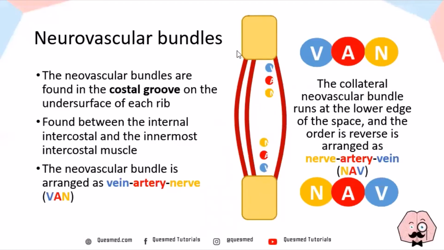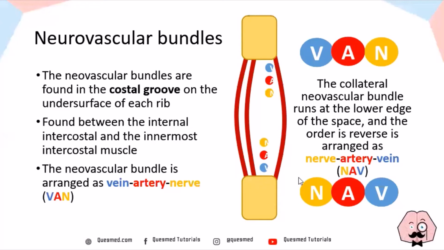So as I said, your neurovascular bundles are ordered vein, artery, and nerve. And the main one, which is the superior one, sits in the costal groove. The costal groove acts as a protection for the bundle. Direct penetration through the intercostal space shouldn't hit the superior vessels or bundles because they're protected by the groove itself.